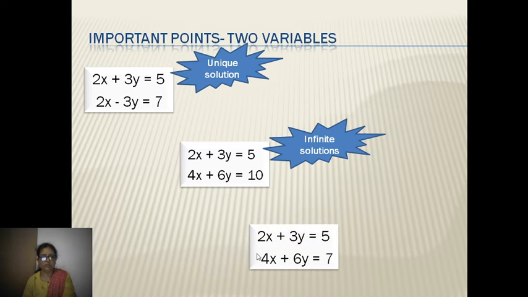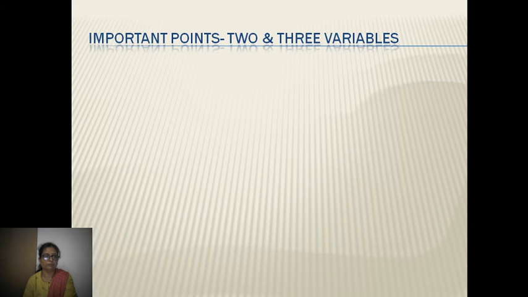Now, the third case, here 2x plus 3y equal to 5. If we multiply the first equation by 2 to make the x variable the same, then the x and y variables are the same, and if we subtract, both the x variable and y variable are cancelled. That means we cannot solve this, therefore there is no solution. This is the most important point regarding the two variables.